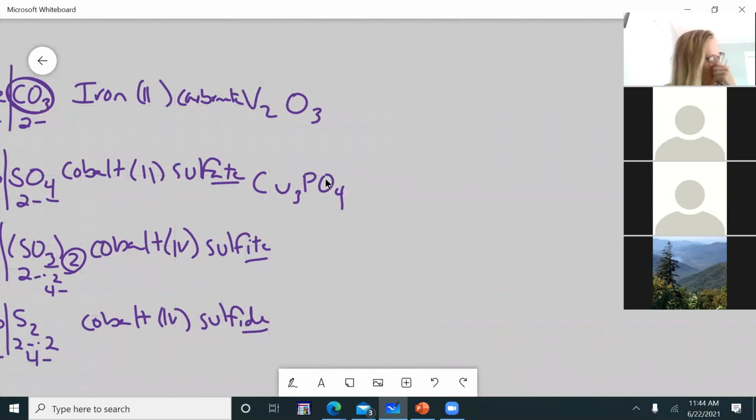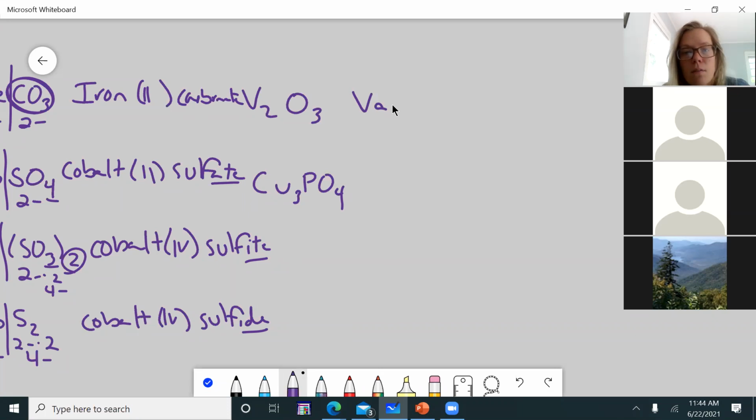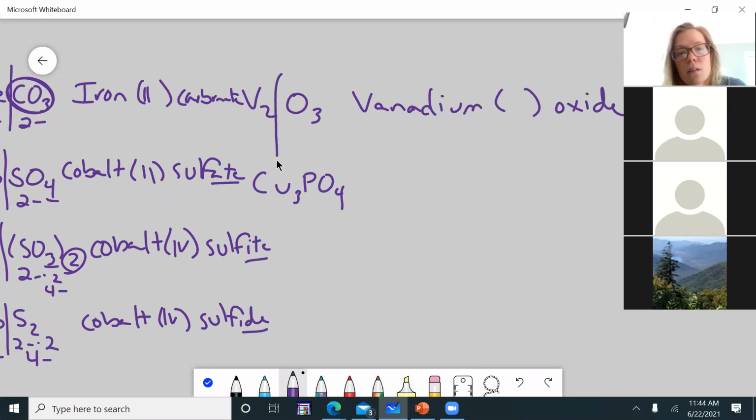Okay, looking at these over here. I've got vanadium, some sort of Roman numeral, oxide. Okay, so we need to figure out our charge on that. Oxygen has a 2- charge. There's 3 of them though for an overall 6- charge. That means that this has to be a 6+ charge, but there are 2 of them. So I have to divide it up, or it's going to be a 3+ for each vanadium. So this should be vanadium 3 oxide.